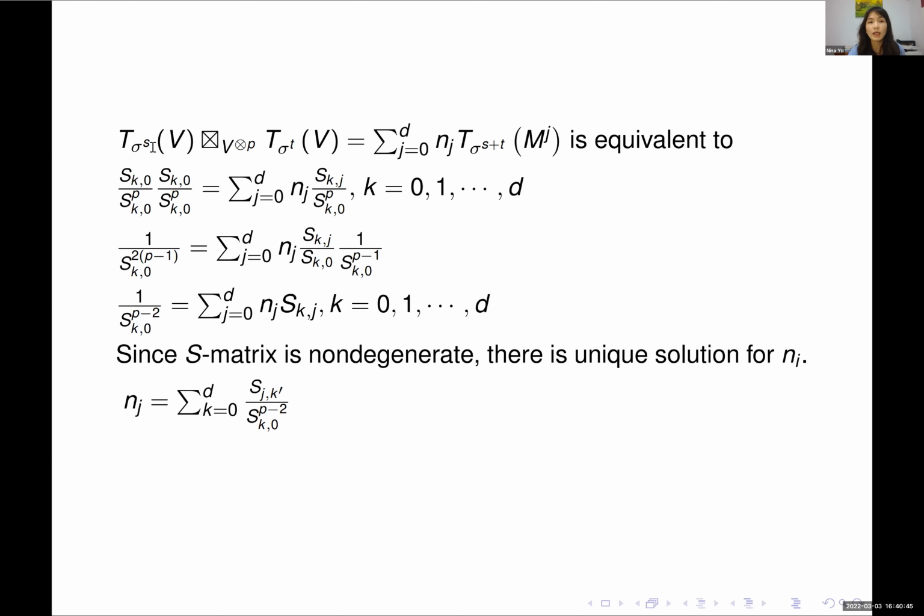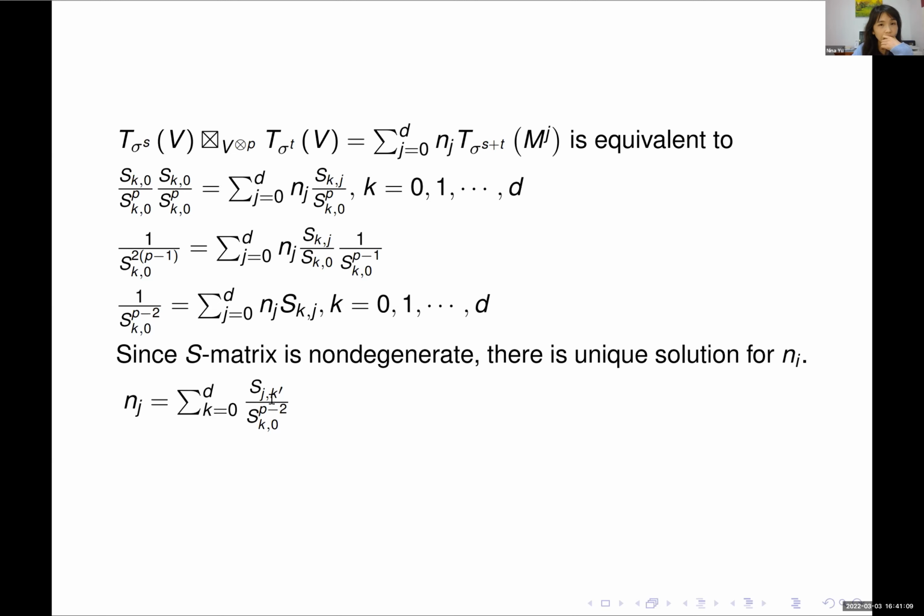So you get the tensor products for the twisted modules here. You see that those numbers N_J are just in terms of the S matrix here, which is just the information from the original VOA. So this is what we have obtained so far.